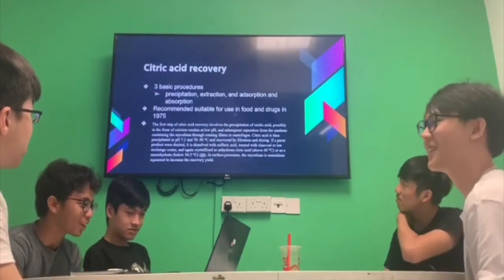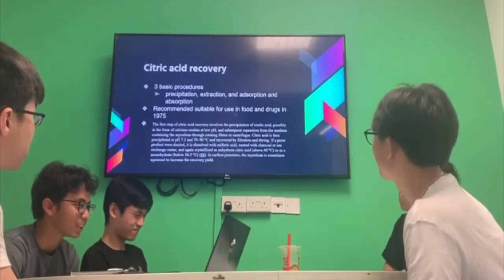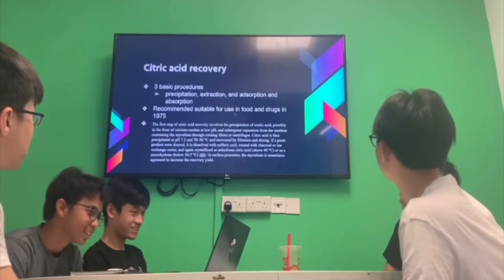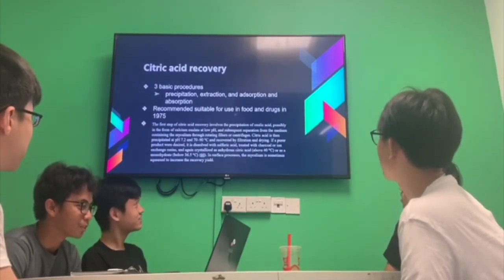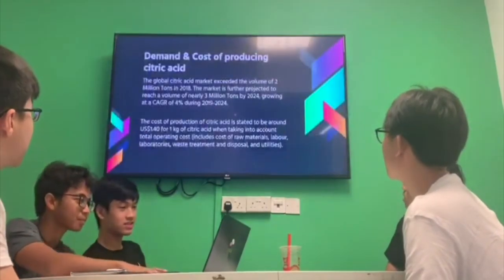Next is the citric acid recovery, which includes 3 basic procedures: precipitation, extraction, and absorption, and it was recommended as suitable for use in food and drugs in 1975.